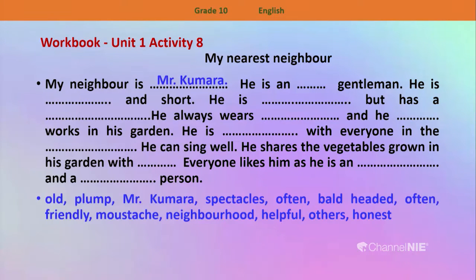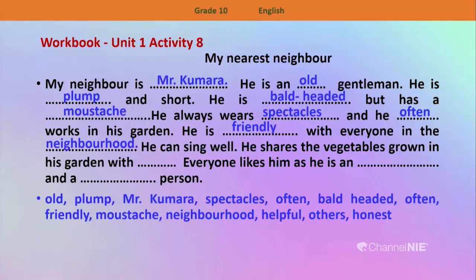My nearest neighbor. My nearest neighbor is Mr. Kumara. He is an old gentleman. He is plump and short. He is bald-headed but has a mustache. He always wears spectacles and he often works in his garden. He is friendly with everyone in the neighborhood. He can sing well. He shares the vegetables grown in his garden with others. Everyone likes him as he is an honest and a helpful person.